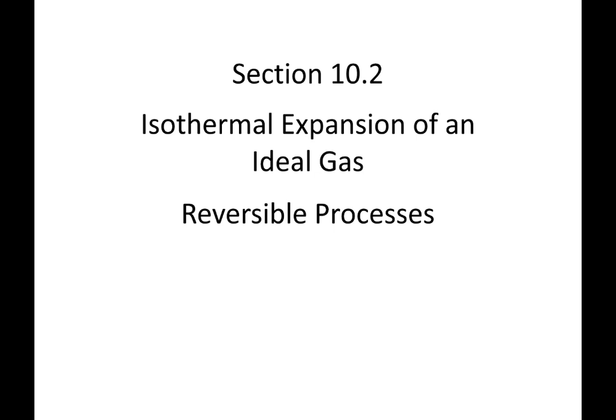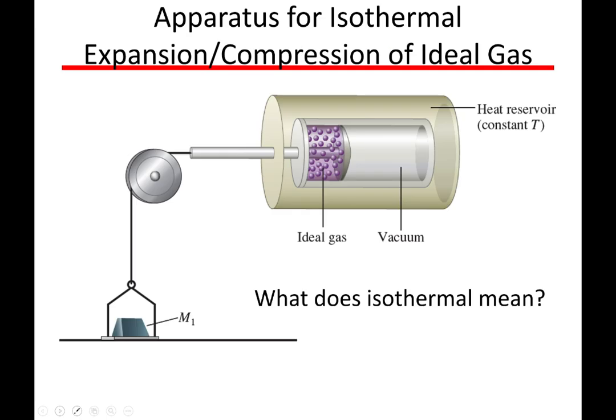Let's now consider the isothermal expansion of an ideal gas and also introduce the concept of a reversible process. First of all, let's talk about what the isothermal expansion or compression of an ideal gas would involve. Shown on this slide is the apparatus that one could use to do the isothermal expansion or compression of an ideal gas. And it's helpful to begin by thinking about what the word isothermal means.